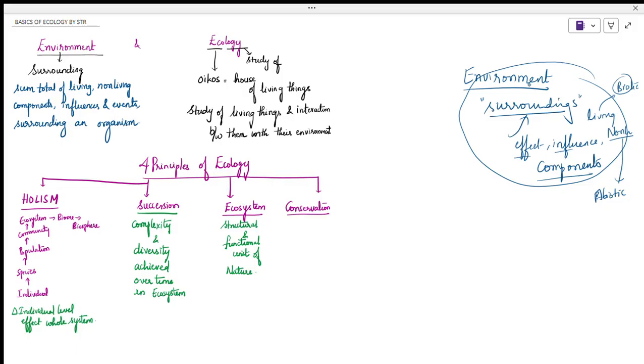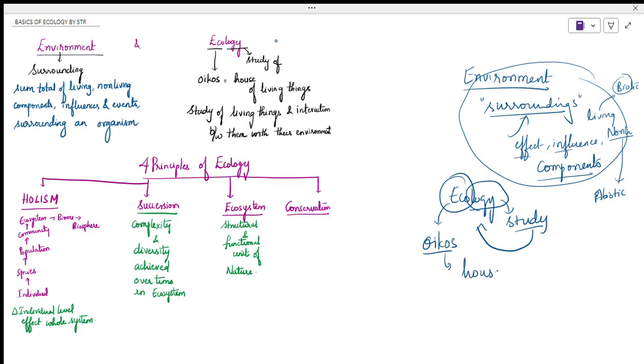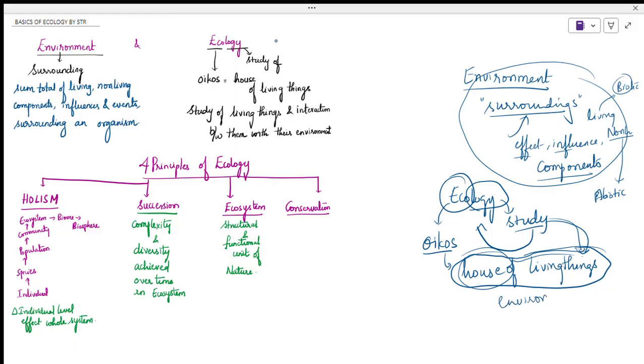Let us go further. So second keyword is ecology. So anything which says about logy means study of eco. The word eco is derived from the Latin word oikos, which means house of living things. So ecology is nothing but study of living things and their interaction with their environment.